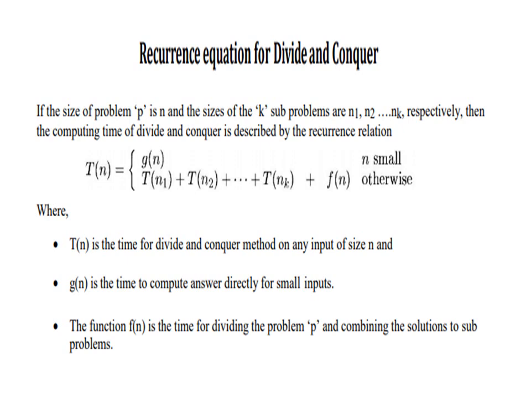That is T of n equal to g of n if n is very small, and otherwise T of n is equal to T of n1, where T of n indicates the computing time of the algorithm, plus computing time for the subproblem n2, plus computing time for the subproblem n3, up to computing time for the subproblem nk, plus f of n. What is f of n here?